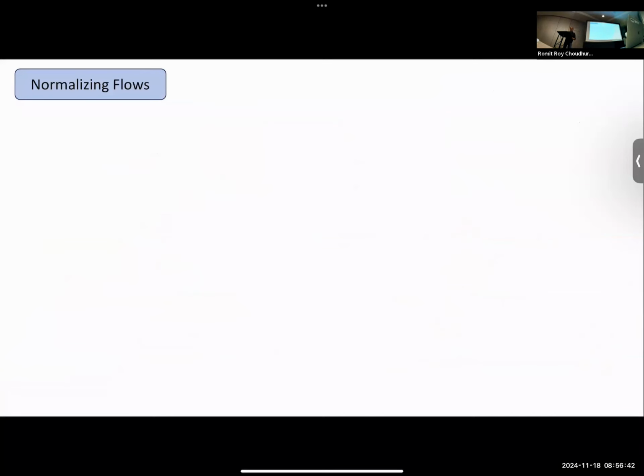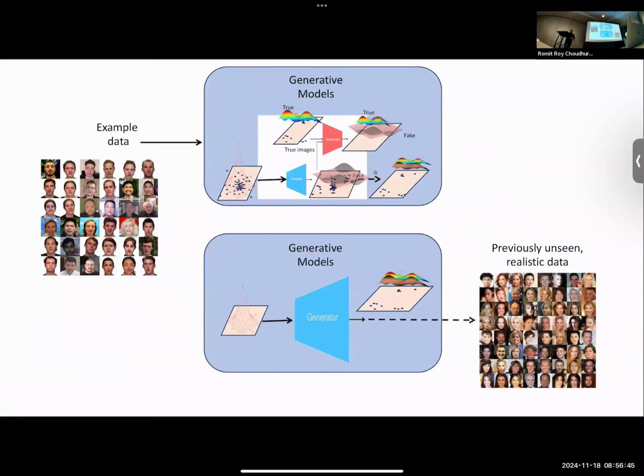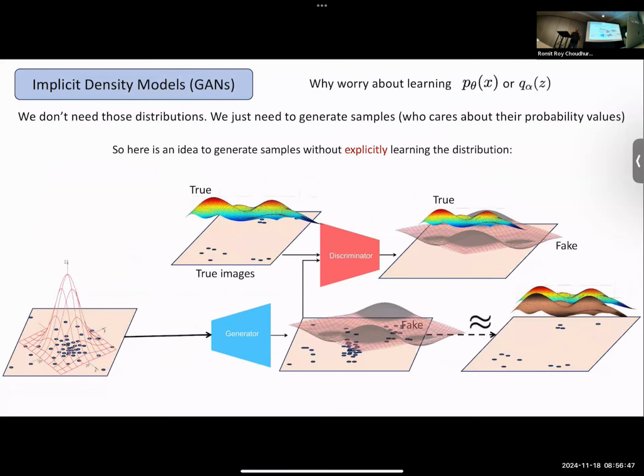So you were mentioning GANs are not learning the distribution. Yes. GANs are implicitly learning a distribution. That's why they're called implicit models. GANs are not learning the distribution explicitly. It's learning the distribution through samples.